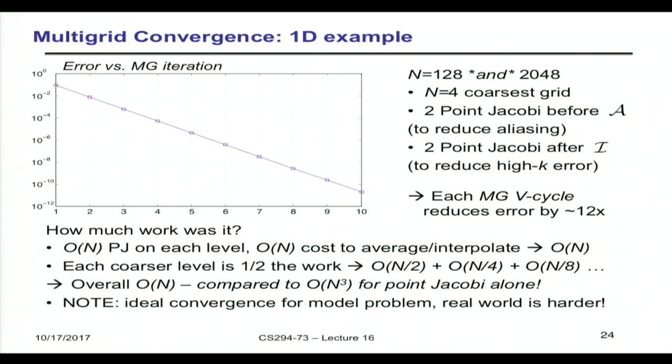Now, the caveat on all of this is, nothing works in theory, right? Everything has to work in practice. So this is a model problem. This is ideal convergence. This is why you start off with this.